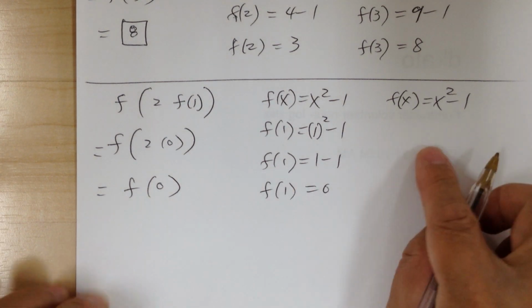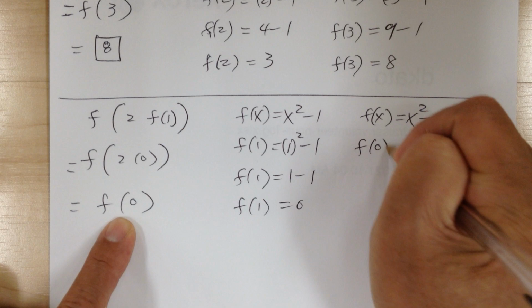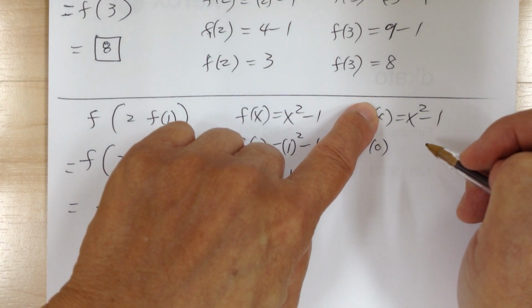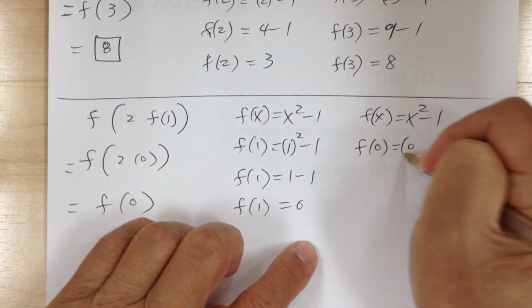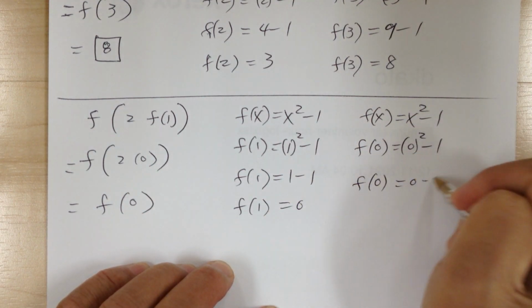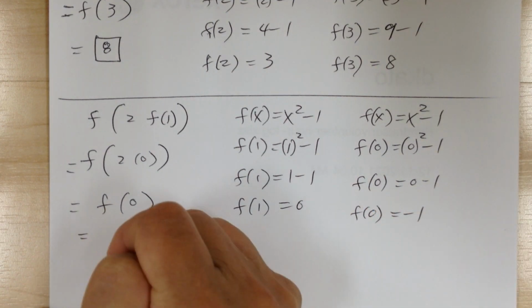Okay, so now let's use the second f function. So f of 0, right, again, just line it up. What you see over it tells you that whenever you see x, you make it into 0. So f of 0 equals 0 minus 1. So f of 0 equals negative 1. So this will equal negative 1.